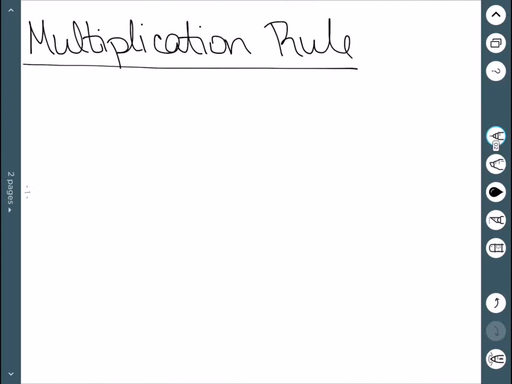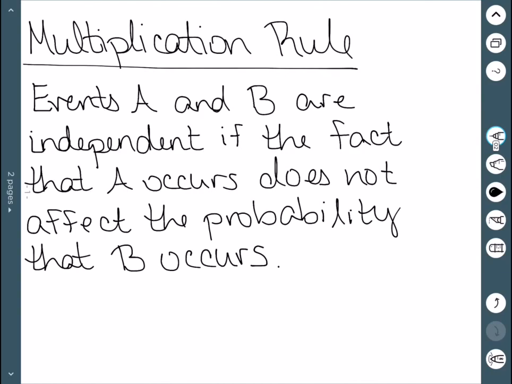Here we'll talk about the multiplication rule for probability, and we'll specifically talk about the multiplication rule for independent events. We say events A and B are independent if the fact that A occurs does not affect the probability that B occurs. For example, if I roll a dice and then roll a second dice, what I got on the first roll does not affect what I get on the second roll. So those would be independent events.